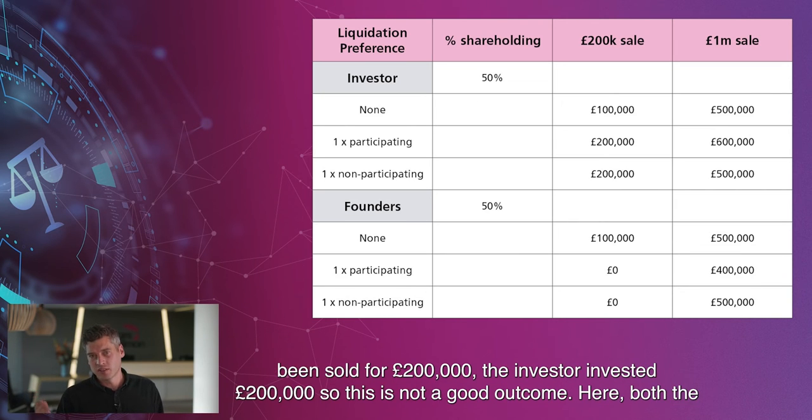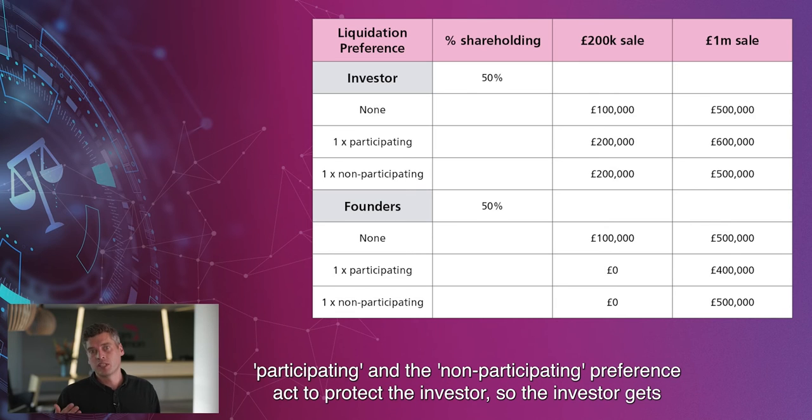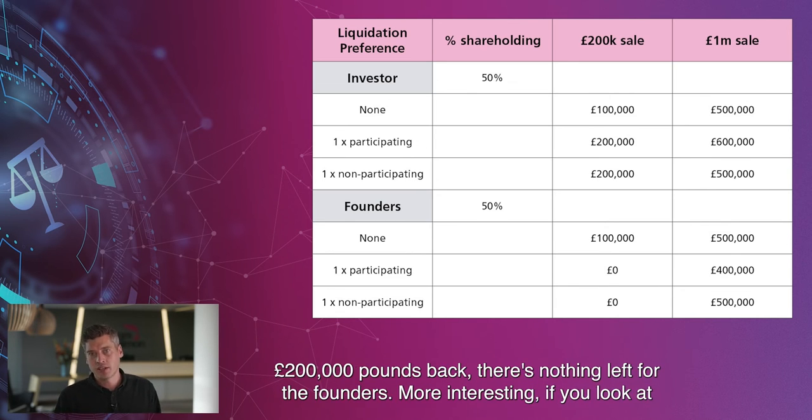Now, if we look at the downside scenario, so we're looking at the 200k sale column, the company's been sold for 200,000. The investor invested 200,000, so this is not a good outcome. Here, both a participating and a non-participating preference act to protect the investor. So the investor gets his £200,000 back, there's nothing left for the founders.